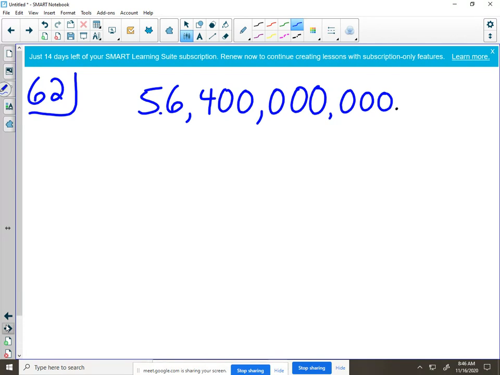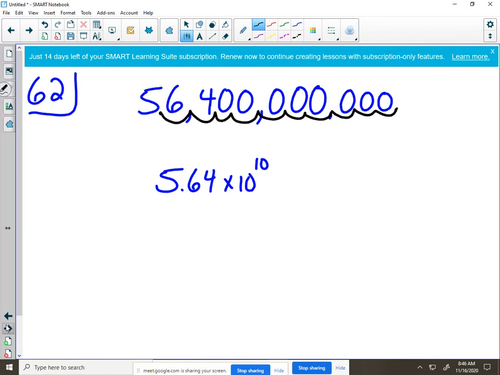So then it would be 5.64 times 10 to the 10th. Yep. And do you see how when we do that, Lucas, there's just one left of it? That's what you're looking for. One number left of it. 1, 2, 3, 4, 5, 6, 7, 8, 9, 10. All right. Nice job. 64, Trenton.